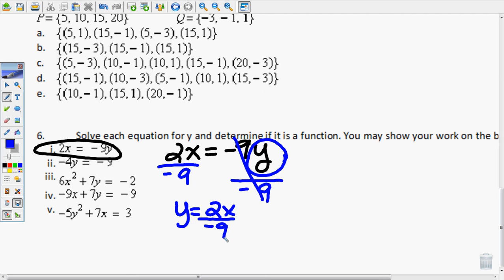What function is that? Linear. It is a linear. This is my slope and this is my x. y equals mx plus b, and I don't have a b. My b would be 0. Okay. So this is a function.